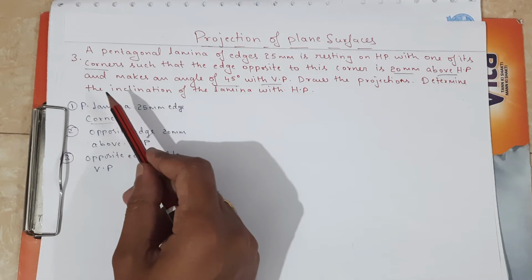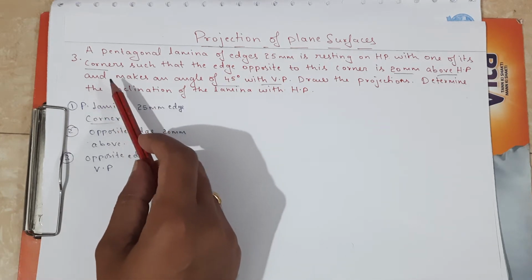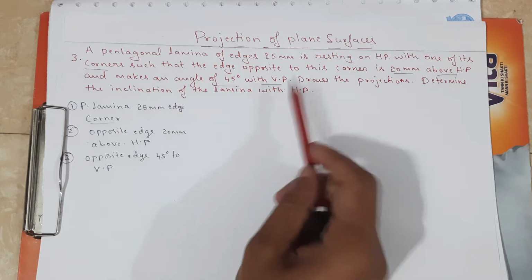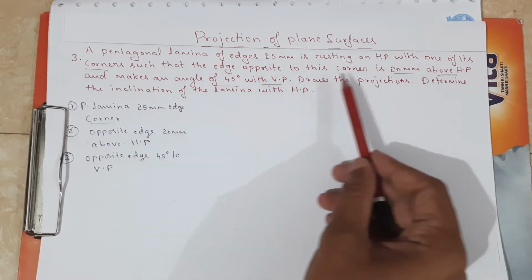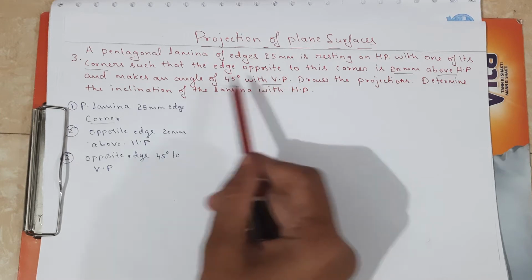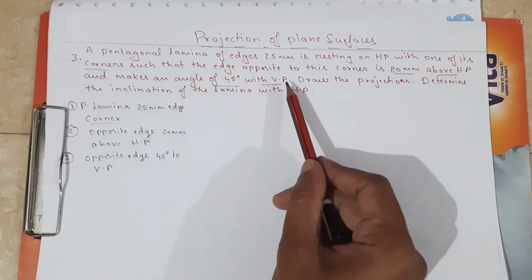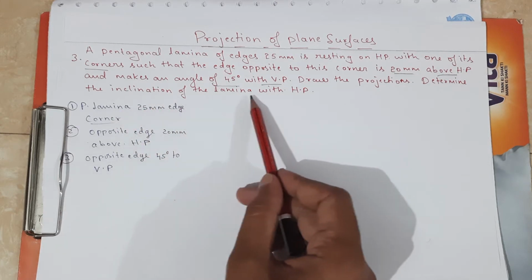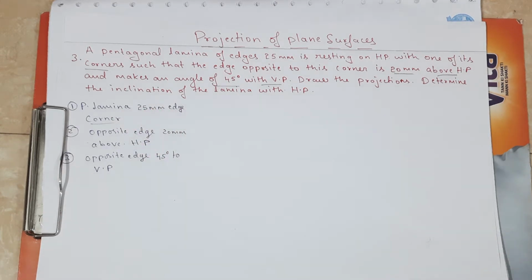Next, the third data is the inclination with respect to VP. The edge makes an angle of 45 degrees with the VP. The edge which is 20 mm above HP, the same edge is inclined at an angle of 45 degrees to VP. So draw the projections and determine the inclination of the lamina with HP. Let us start with this.